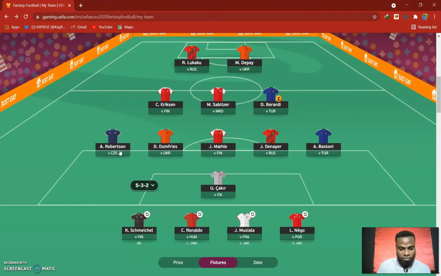And Robertson, who has Czech Republic. I think it's, will I say, easy for me to go with Robertson, after seeing the way he has performed for Liverpool over the last few seasons. He's more like the linchpin for Scotland, because nothing happens without him being involved in it, without him putting in a lot of crosses, assists, and all this.